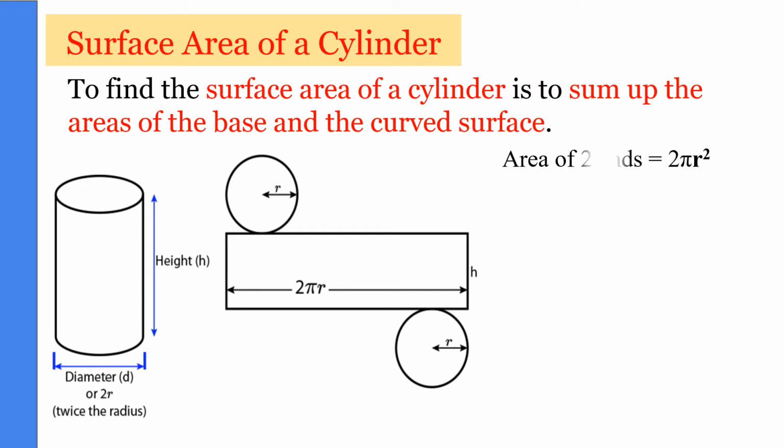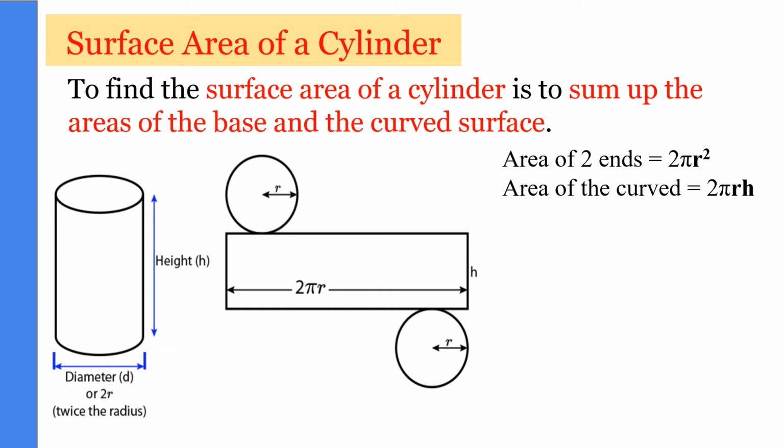So from here, the area of the two ends, or the area of the bases, is equal to 2 pi r squared, because there are two circles, so 2 times the area of each circle, which is pi r squared. That is why it is 2 pi r squared.